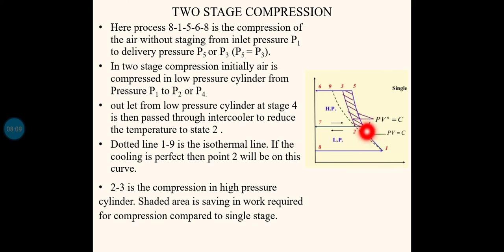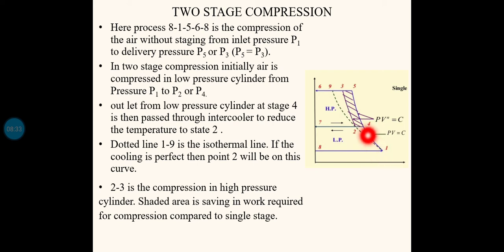So 1-4 is the initial compression of the air within the first stage. The pressure will increase from P1 to P4, and correspondingly you can say the temperature is T4, no problem. Then you can see a horizontal line. This line 4-2 corresponds to the intercooling process.